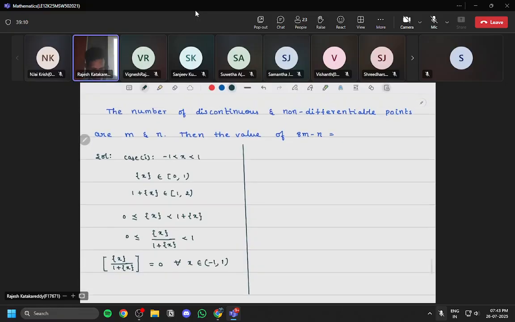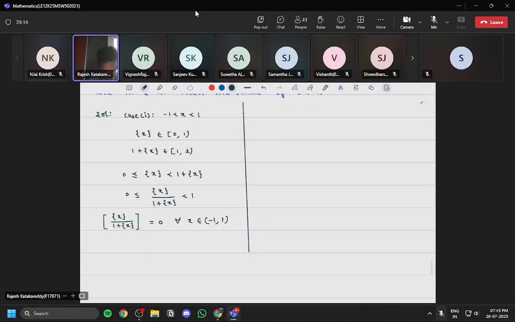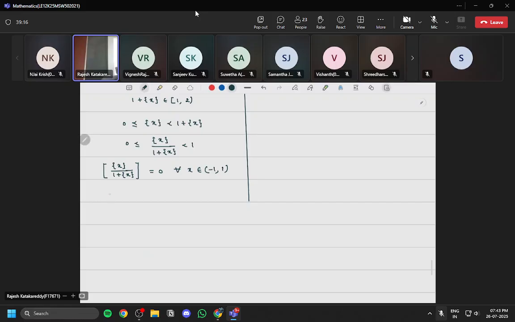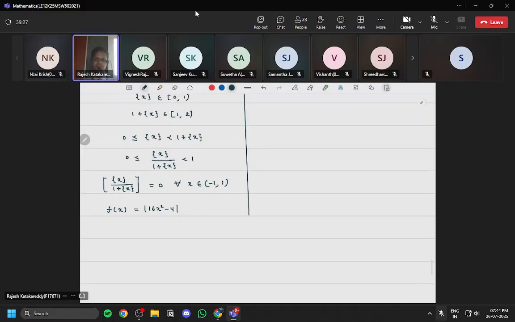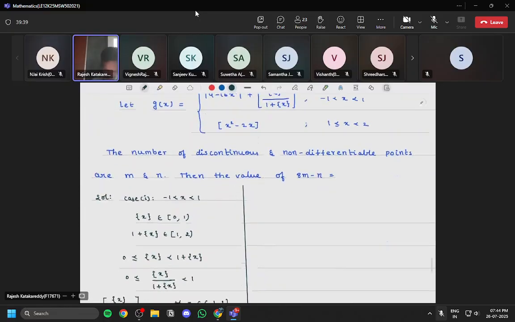The remaining part is not that difficult. By graphical transformation I'll put it. It is 16x² − 4. This is the function. Roots are ±: 4x² − 1 = 0, x² is 1/4, so x is ±1/2. Right. So then the remaining second part, case 2.